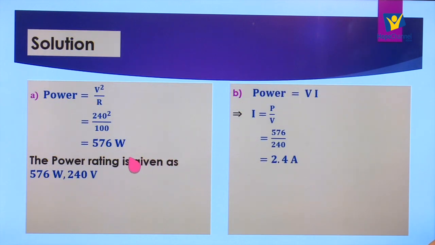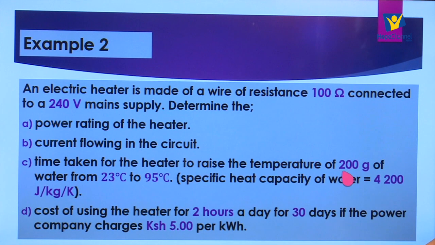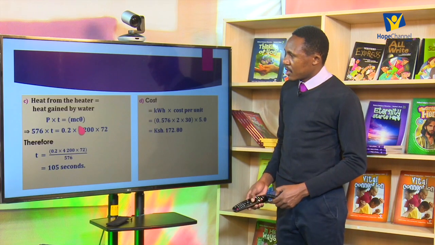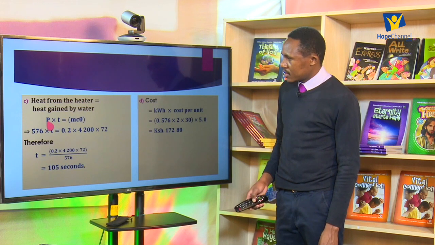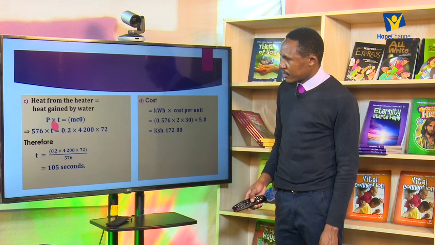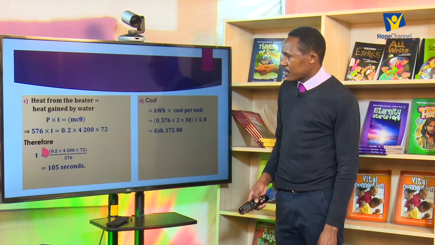And then the other question is we get the time taken for the heater to raise the temperature of 200 grams of water from 23 to 95, given the specific heat capacity of water is 4200. So here we use this expression. The heat supplied by the heater is the heat gained by the water. Heat is the same as the electrical energy given by power times time. The heat gained by water is the mass of the water times the specific heat capacity of water times the change in temperature.